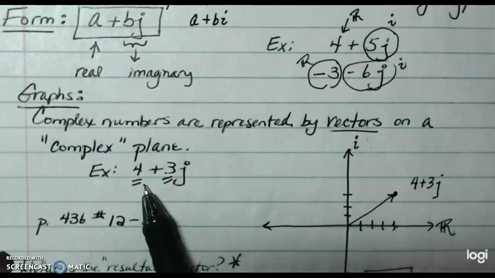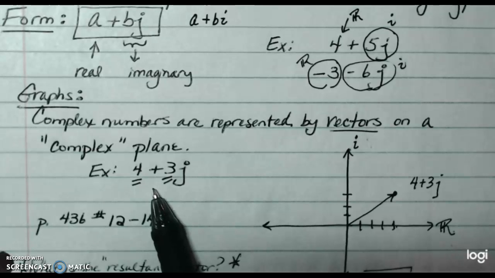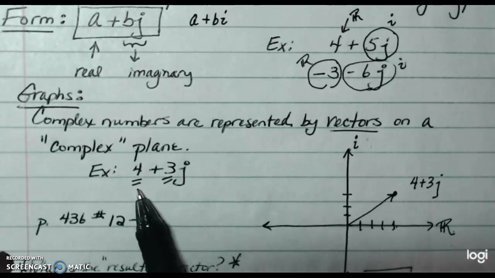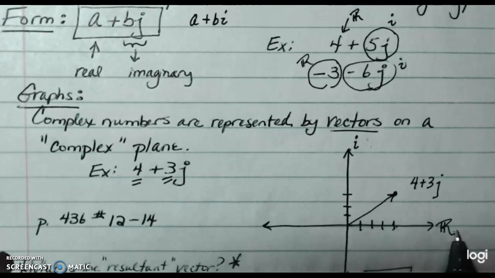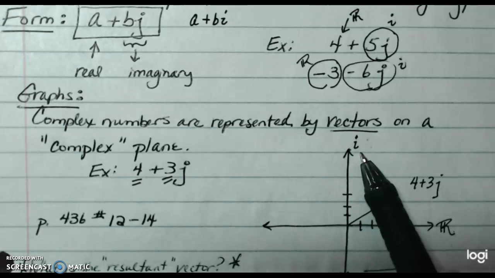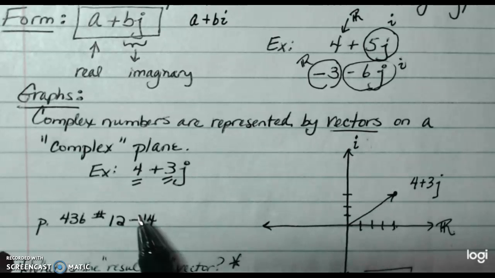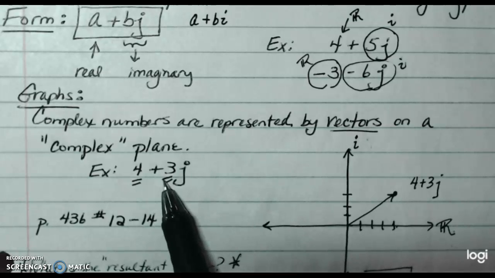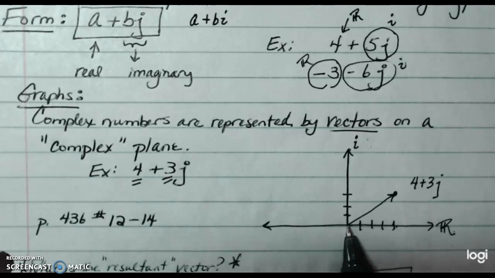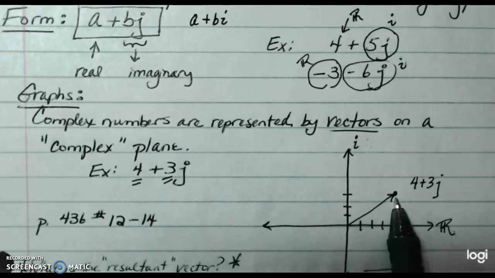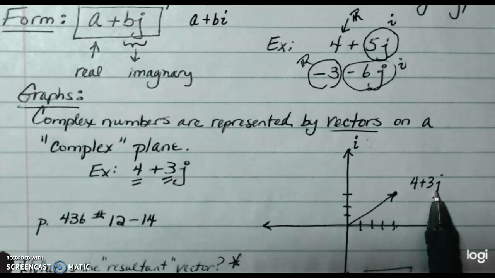So for example, let's take the complex number 4 plus 3j. The real component is 4. That goes on the horizontal axis. You always have the real component on the horizontal axis and the imaginary component on the vertical axis. You're going to graph the real component and the imaginary coefficient. So here we go: 4 for the real component, positive 3 for the imaginary. Here's the vector that represents 4 plus 3j.